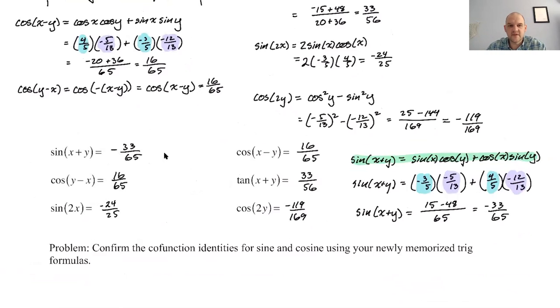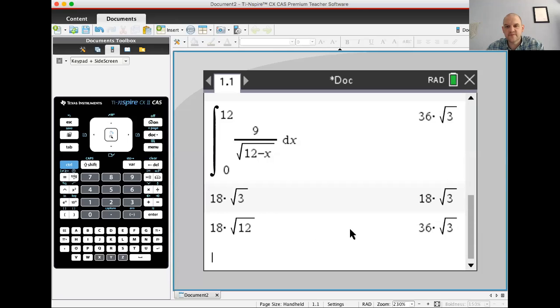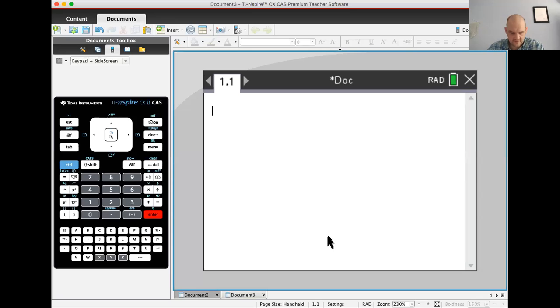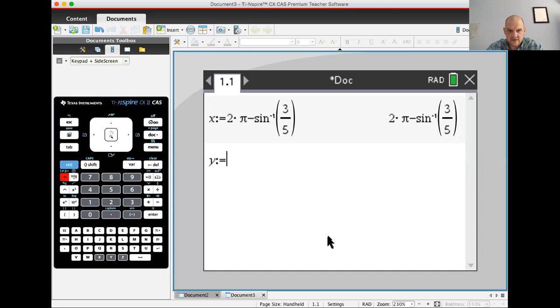So here we go. This is a big deal. You've got to be able to do this. So let's think about it. I'll start a new document with that. All right, so we know that x is in quadrant 4 and that sine of x is negative 3/5. I'm going to say that x is 2 pi minus the arc sine of 3/5. That's what x should be. Then y is in quadrant 3, so I'll do pi plus, and since cotangent is given, arc cotan of 5/12.